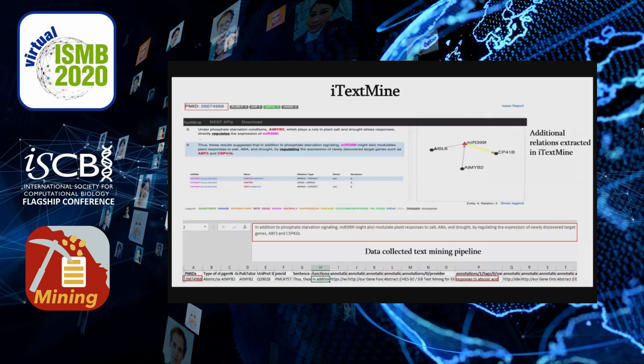Here on this figure, we have captured in iTestMine, which I mentioned before, the MYB2 gene, which we collected as part of the stress genes. The figure shows MYB2 regulation of microRNA involved in abscisic acid response. Our work could provide a link to the underlying mechanisms. So through an experiment, MYB2 is upregulated in stress. And by using iTestMine, we could identify the underlying mechanism.